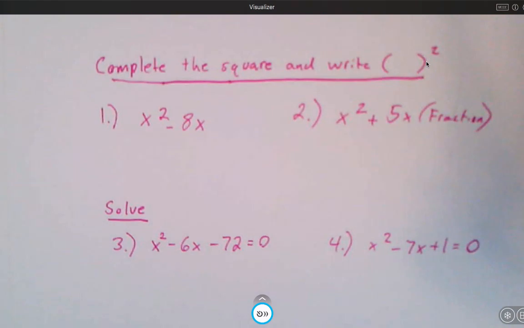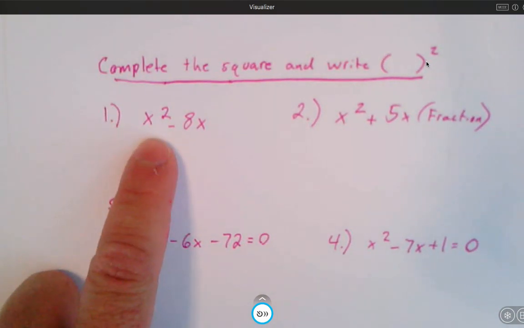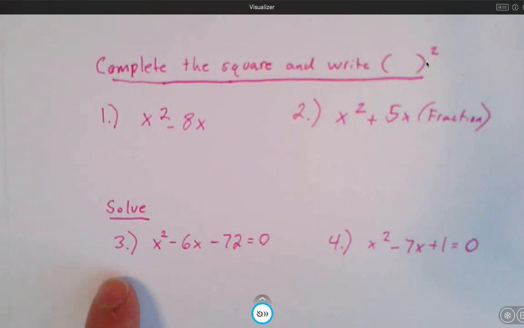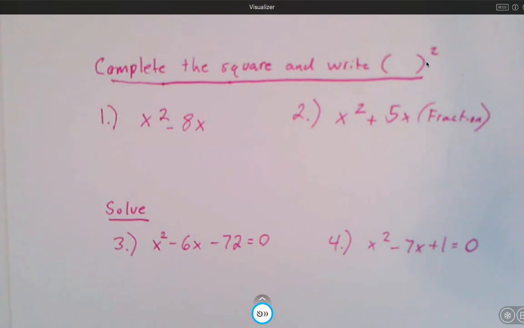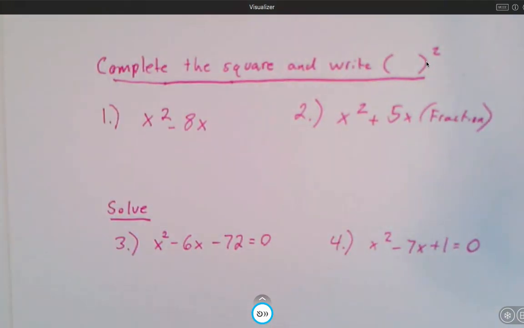All right, and then the last part we did in class was I'm going to have you pause the video. I want you to try these 4 questions. This is how we ended class. So if you try these 4 questions, pause it and press play in about 4 to 5 minutes when you finish. So, sorry, before you pause it, complete the square and then write it as a square binomial. And then 3 and 4, I want you to just solve. 2 and 4 come out to fractions. 1 and 3 won't have any fractions.